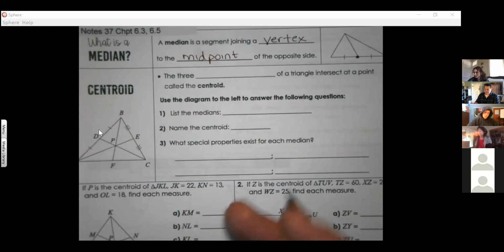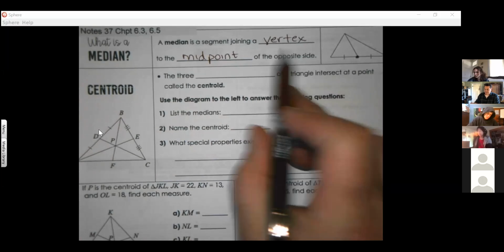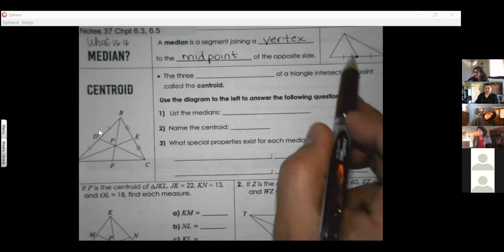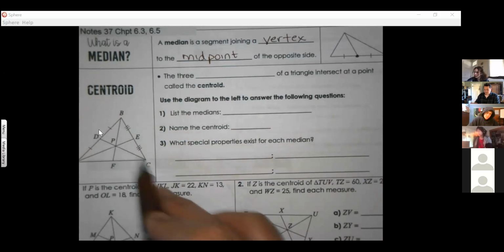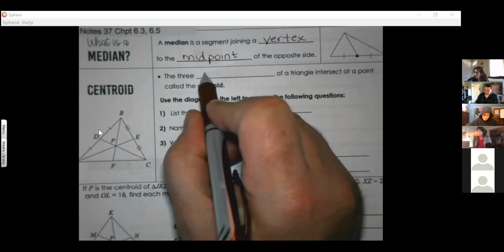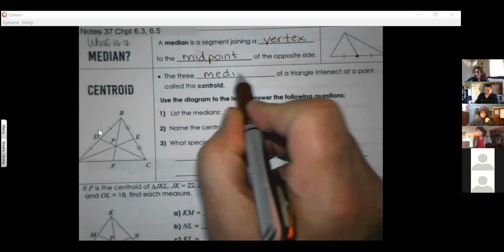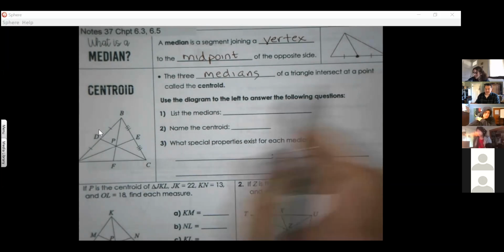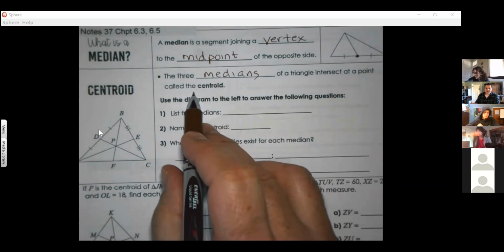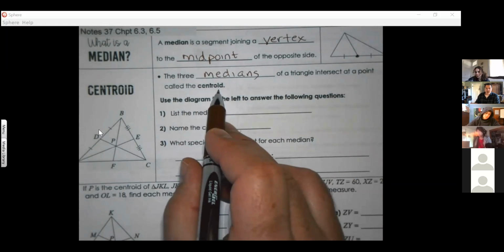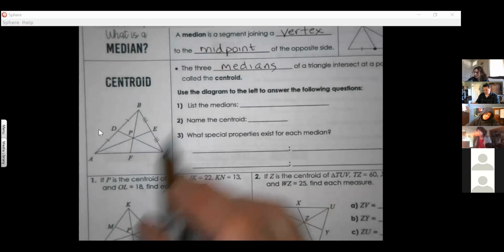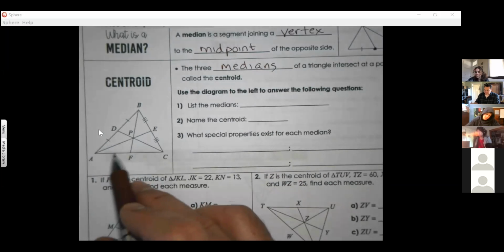So a median is one of those segments that cuts across a triangle, specifically going from a vertex to the midpoint. And if you do that to all three sides, or from all three angles, the three medians of a triangle intersect at a single point of concurrency called the centroid. In this case, well, I'll get to this part in a second.